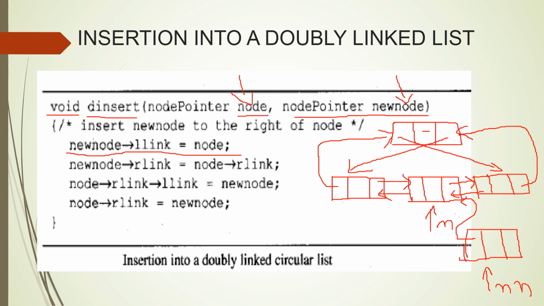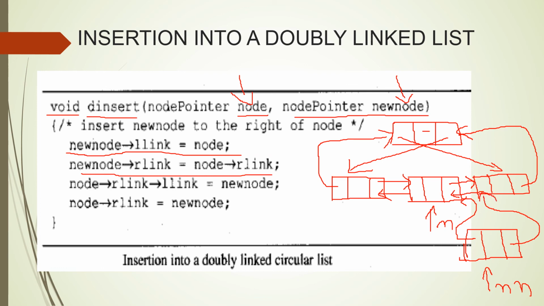Then after that, new node of R-link. This is the new node of R-link, and it is equal to node of R-link. So node of R-link is this one. Here we have the address of this node, and the address of this node should be stored here. So therefore new node of R-link is equal to node of R-link. So this link is now in place.